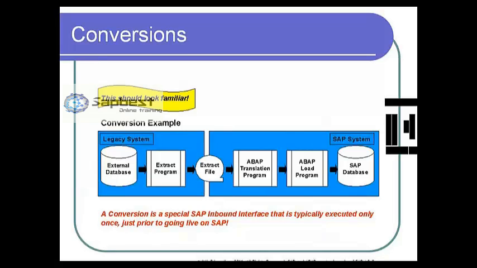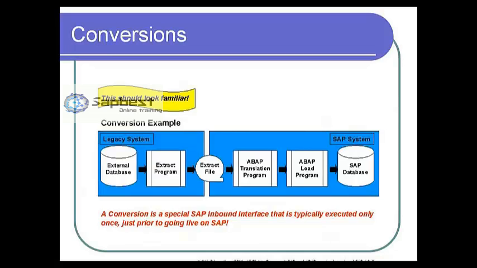Then we have these conversion programs. Let's say you are implementing the SAP system for the first time, and it doesn't mean that this is the first time you're using a system. You could be using some other system before implementing SAP, and you have already maintained all the data about your materials, about your customers, about your vendors. So all this data is already stored in your existing system. Now when you implement SAP for the first time, this data that you have in your legacy system should be moved to your SAP system, right?